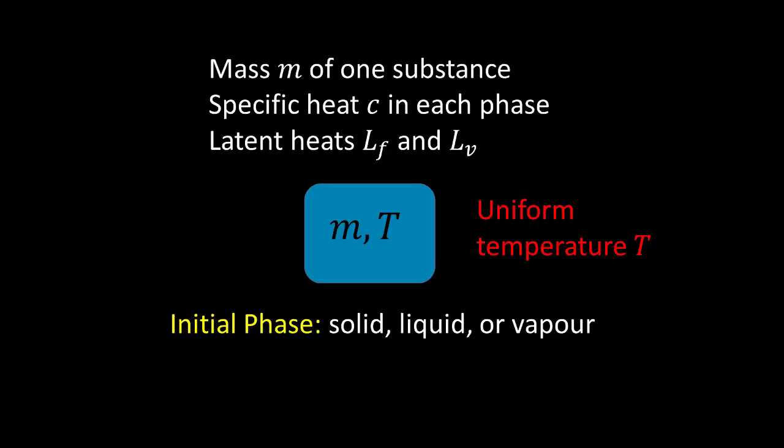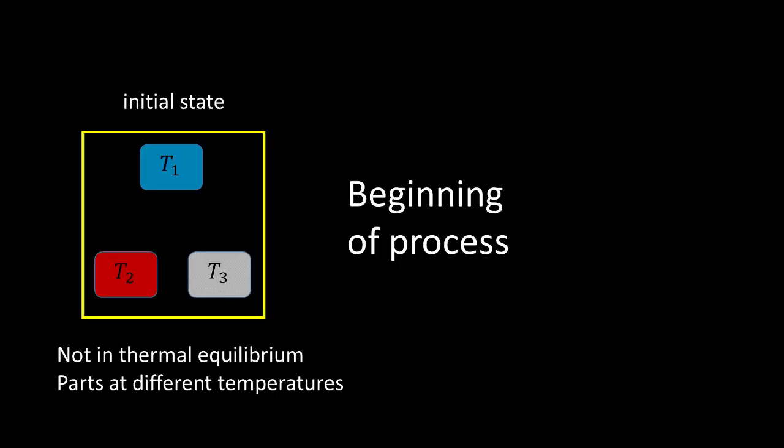Each mass consists of one substance with a specific heat C in each phase and latent heats for phase changes, and is initially at a uniform temperature in a specific phase, whether solid, liquid, or vapor. At the beginning of the process, a system is in an initial state with, in general, different parts at different temperatures. There must be at least one temperature difference in the system, otherwise nothing will happen. If all parts are at the same temperature, the whole system starts in thermal equilibrium and remains like that, so there will be no process to analyze.